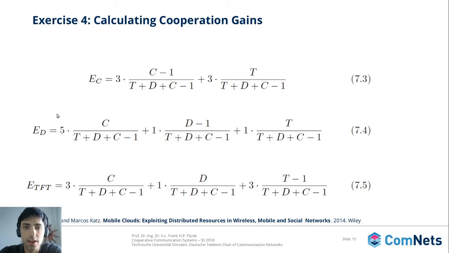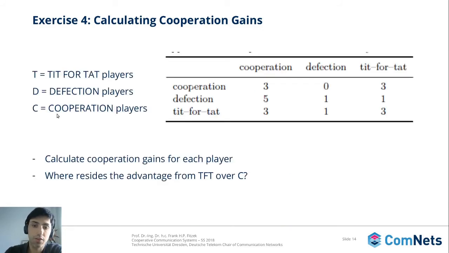So this would be the cooperation gains. So if we go to the other question, where does the advantage of tit for tat over C, over the cooperation, reside? Well, if we go to the table of cooperation, and if we go to the table of tit for tat, I think it's quite obvious that we get 0 points when we play with the defection players in cooperation, because they will always cooperate.